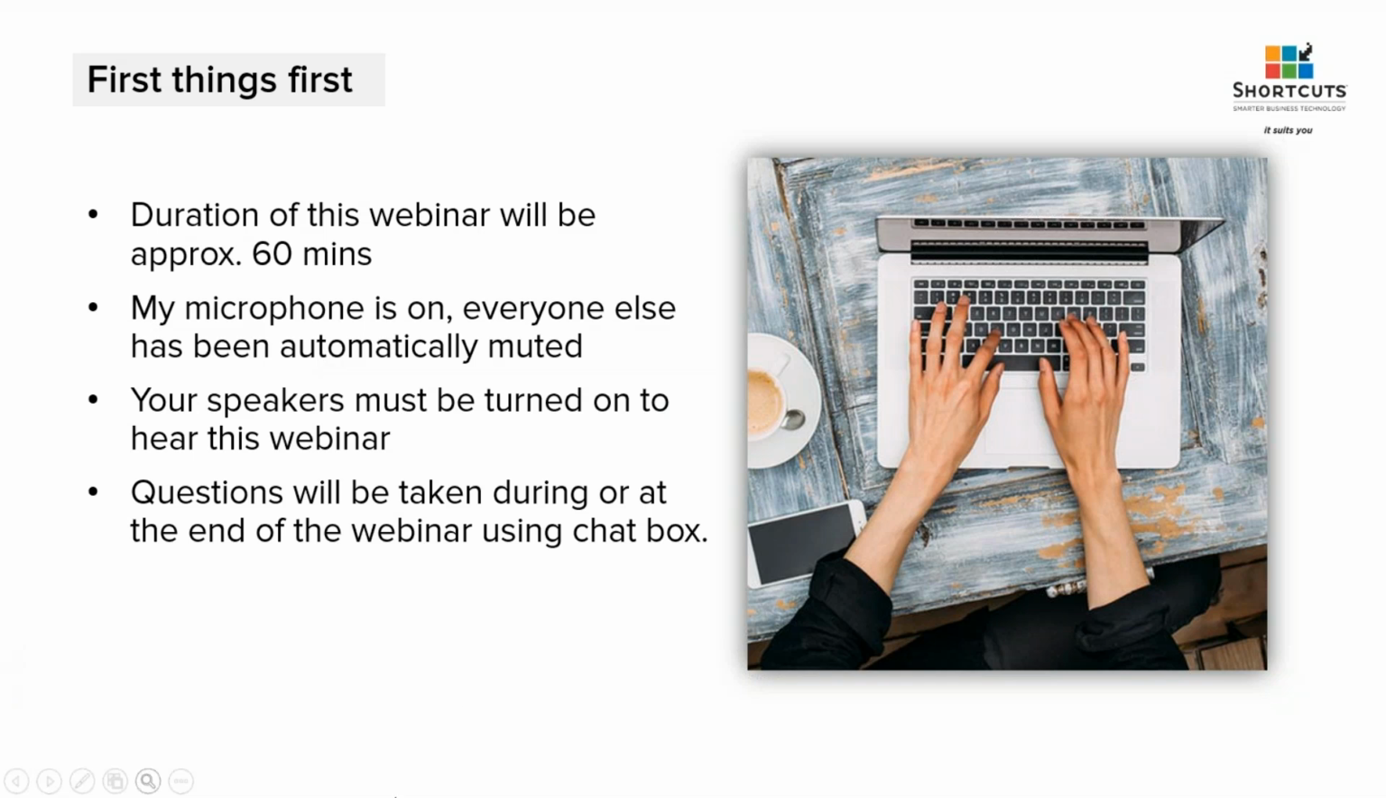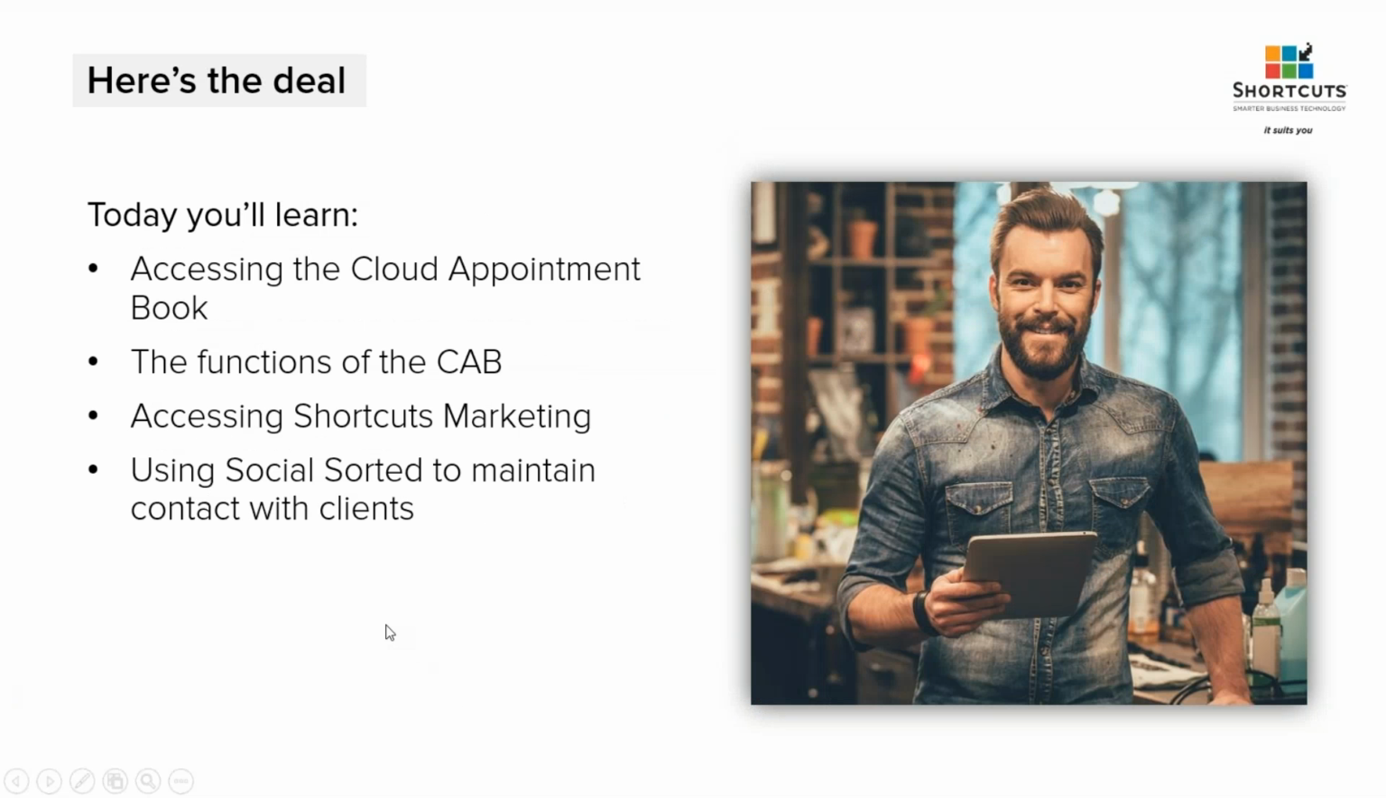So let's begin. Today, we're going to look at the Cloud Appointment Book. What are some of the functions of the Cloud Appointment Book? How to access Shortcuts Marketing, how to send out a message if you need to send out messages right away to your customers, and how to use Social Sorted to maintain contact with those customers.